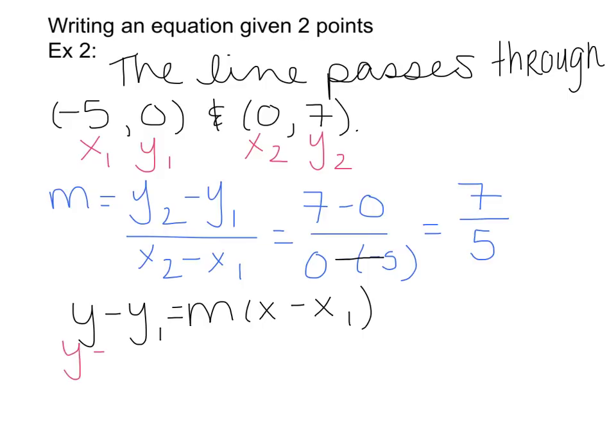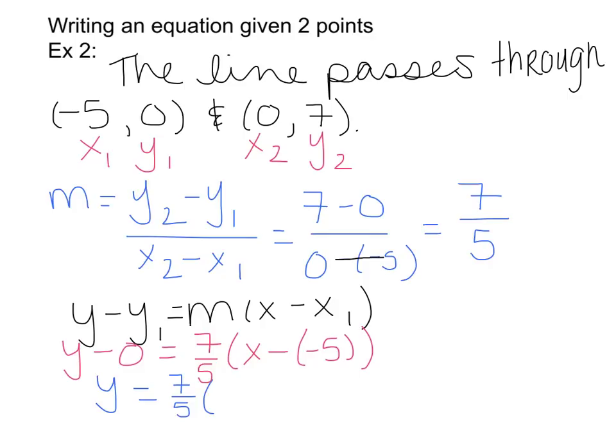So y minus 0 equals 7/5 times x minus -5. So y minus 0, you don't need to write that because it's just minus 0. So you can simplify that to just y. And then 7/5 times, and then minus and a minus makes it x plus 5.